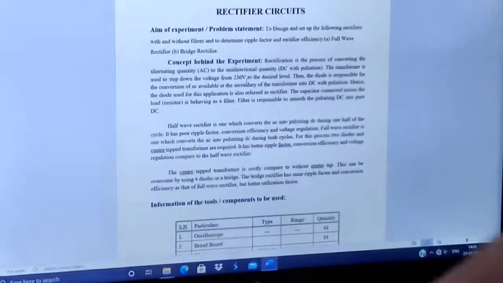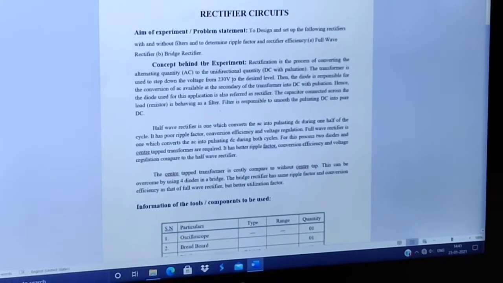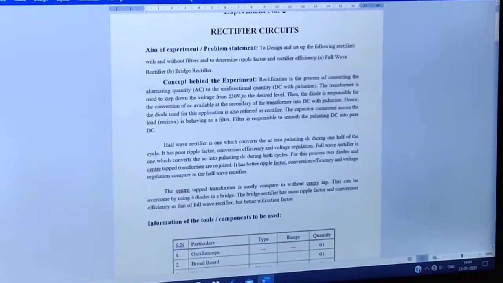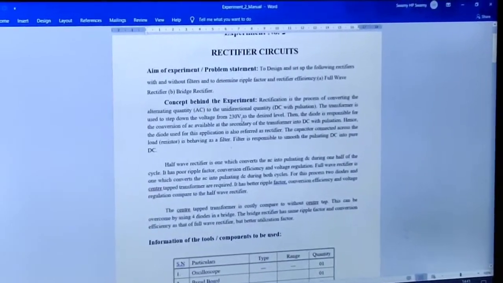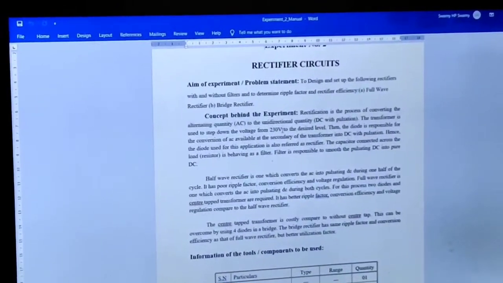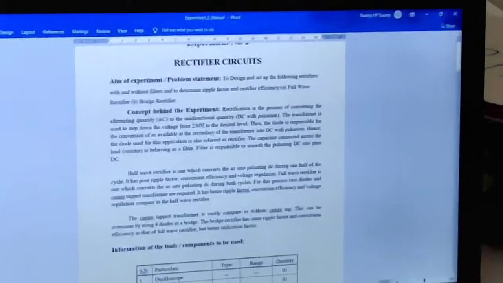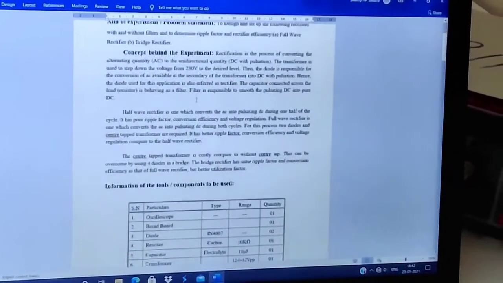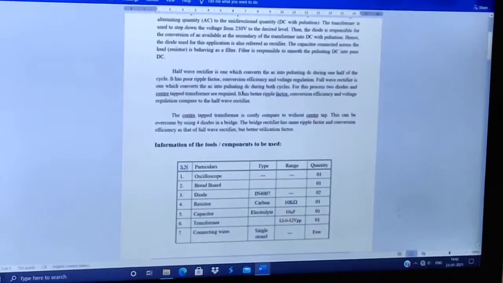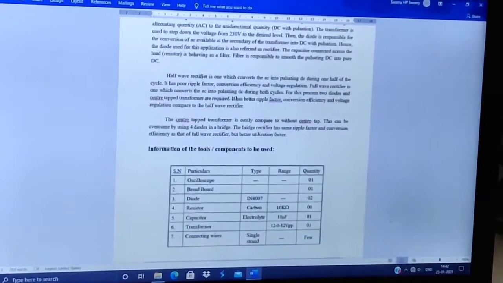The center tapped transformer is costly compared to one without a center tap. This can be overcome by using 4 diodes in a bridge. The bridge rectifier has the same ripple factor and conversion efficiency as the full wave rectifier, but better utilization factor. Now I am going to explain the tools and components required for these rectifier circuits: oscilloscope, breadboard, diodes, resistors, electrolytic capacitors, transformer and connecting wires.